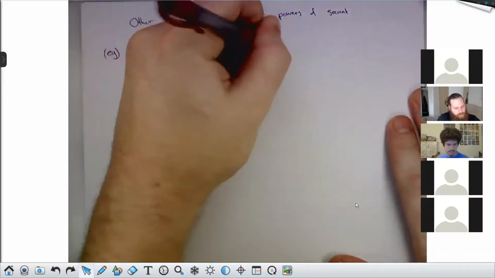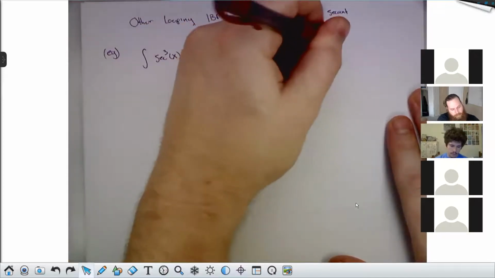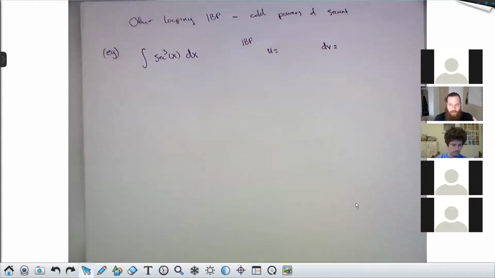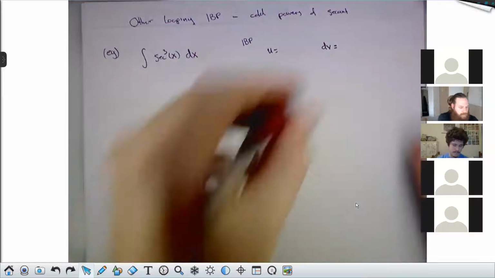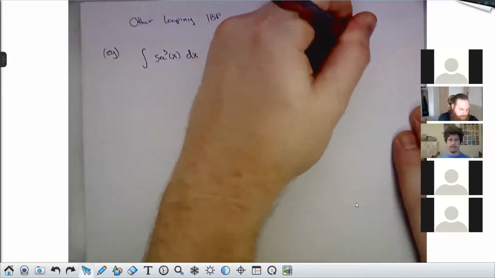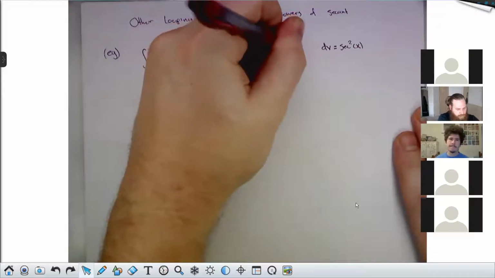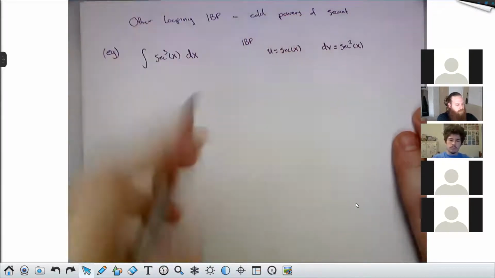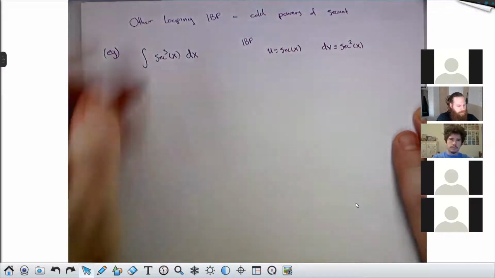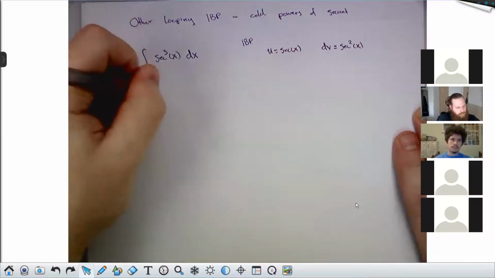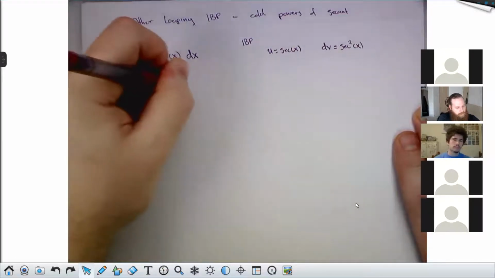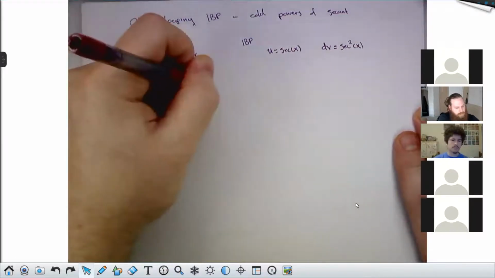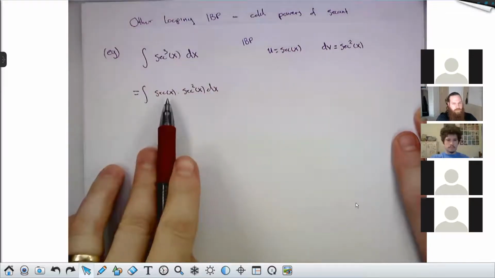How you choose to set up the integration by parts here is up to you. LIPET won't help you here because everything is trig, right? There is no L, there is no I, there's no P, there's no E, it's all T's. But I know how to integrate secant squared. That's easy. And I know how to differentiate tangent, or sorry, secant. So secant cubed can be split up as secant x times secant squared x dx. And I choose this piece as u and this piece as dv.